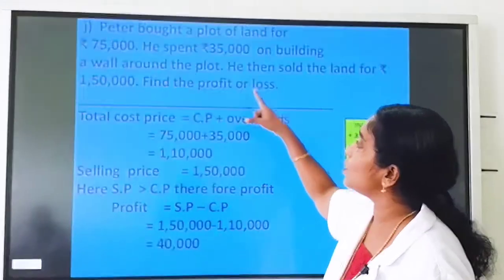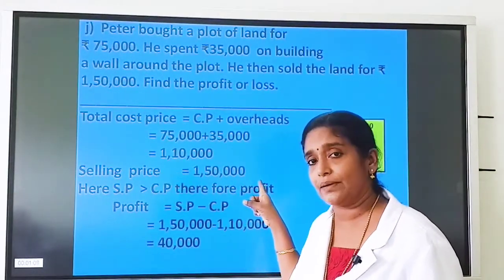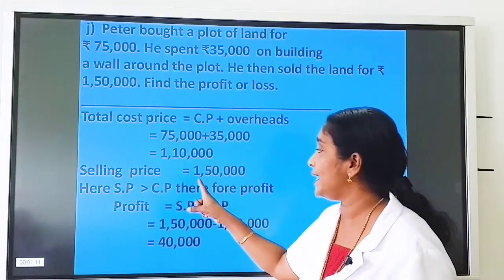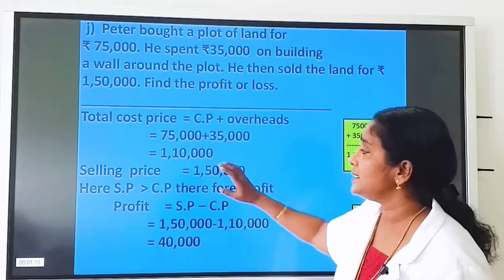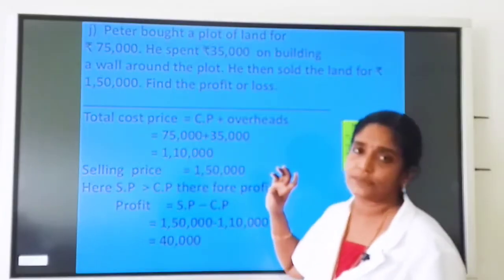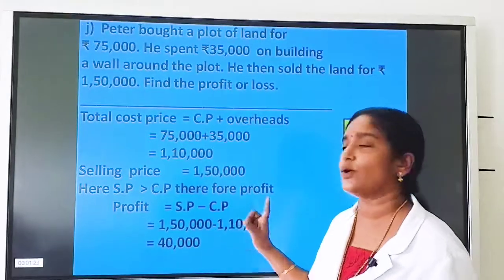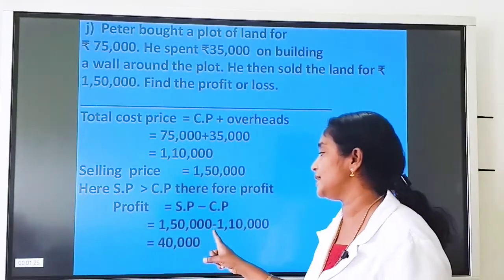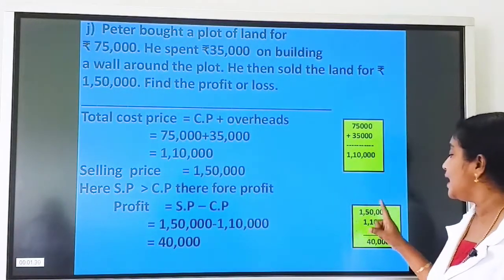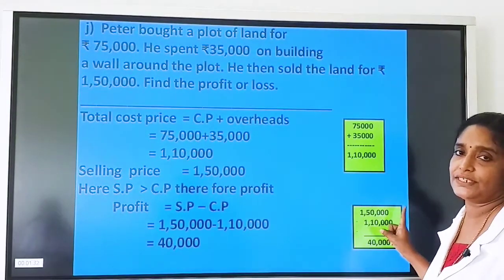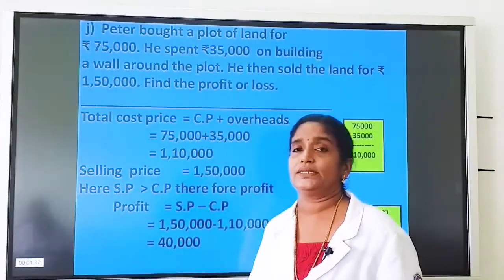And he sold it for 1,50,000 rupees. So, that is the selling price. Here, profit or loss? See, selling price is greater than cost price. So, it is profit. Profit equal to selling price minus cost price. 1,50,000 minus 1,10,000, that is 40,000. So 40,000 is the profit. Is it clear to you?